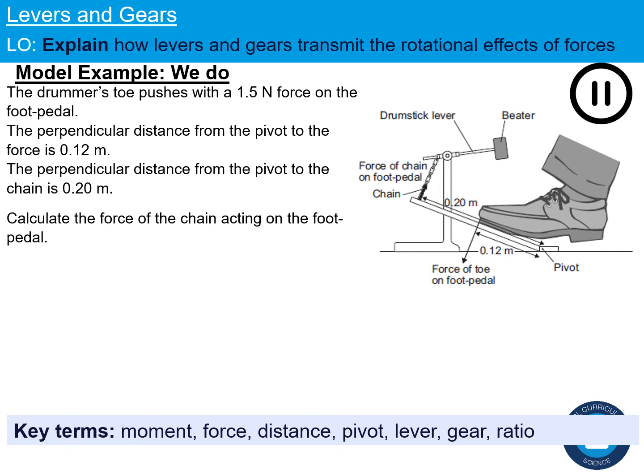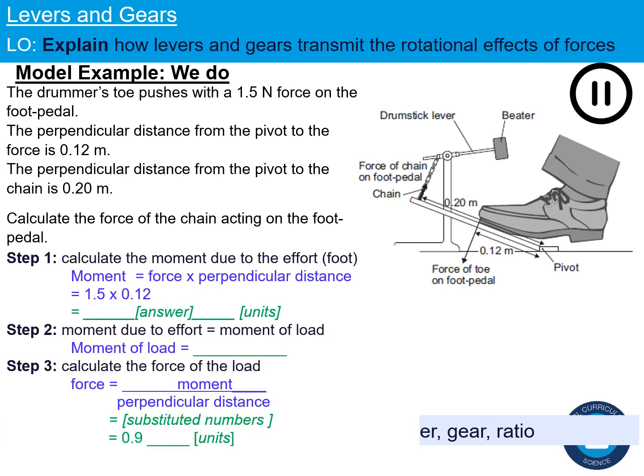So let's have a look at another example together. Don't pause the video quite yet because I'm going to give you a few tips to help you along the way. The drummer's toe pushes with a 1.5 newton force on the foot pedal. The perpendicular distance from the pivot to the force is 0.12 meters. We can see the pivot is right on the right hand side of that diagram. The perpendicular distance from the pivot to the chain is 0.2 meters. And we need to calculate the force of the chain acting on the foot pedal.